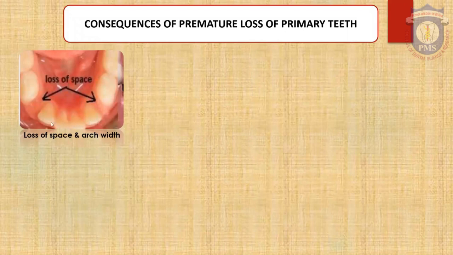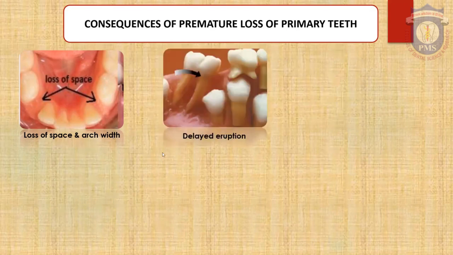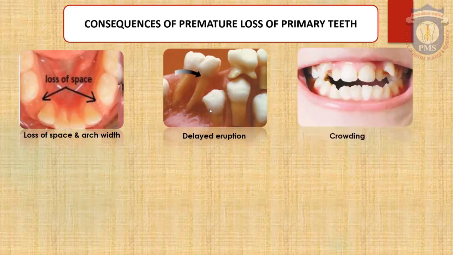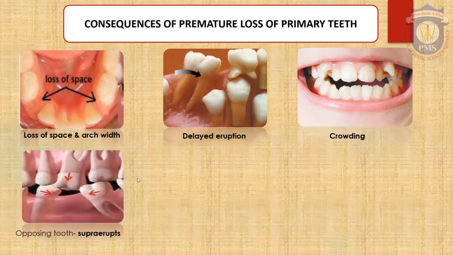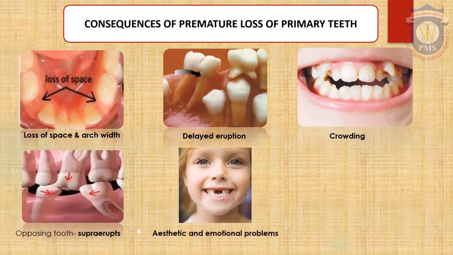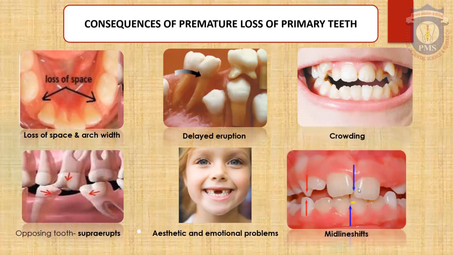When the primary tooth is lost, the adjacent teeth drift into its position, causing loss of space. When primary teeth are lost bilaterally, it can result in decrease in arch width. It can result in drifting of the permanent teeth, impeding the eruption of succedaneous teeth, resulting in delayed eruption. And when the permanent teeth erupt buccally, it can result in crowding in the permanent dentition. It can also result in unopposed movement of opposing teeth, resulting in supra-eruption. When multiple primary anterior teeth are lost, it will have an aesthetic and emotional problem. When the permanent teeth erupt, it can result in midline shift.